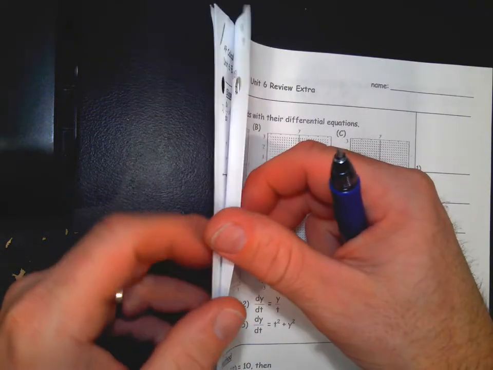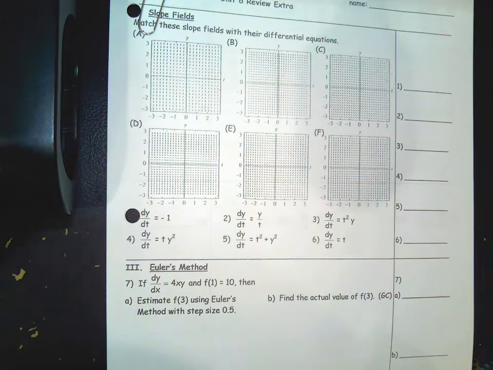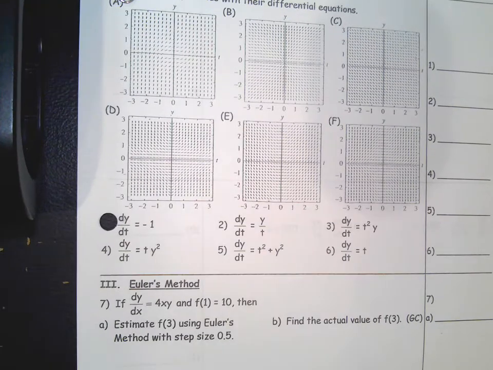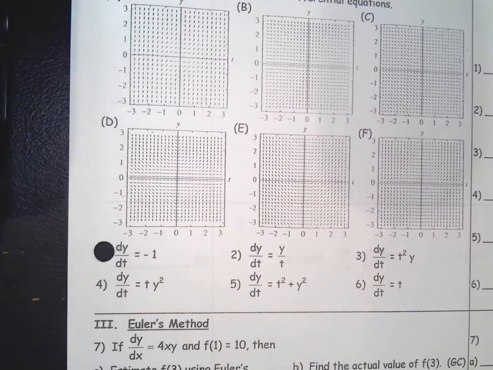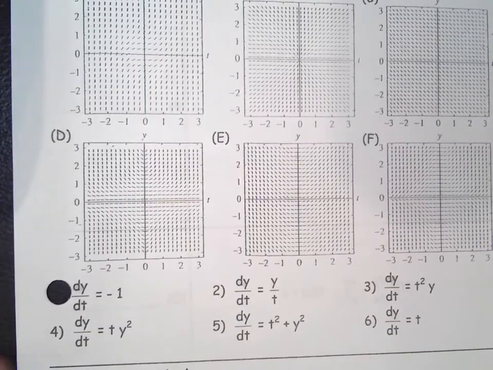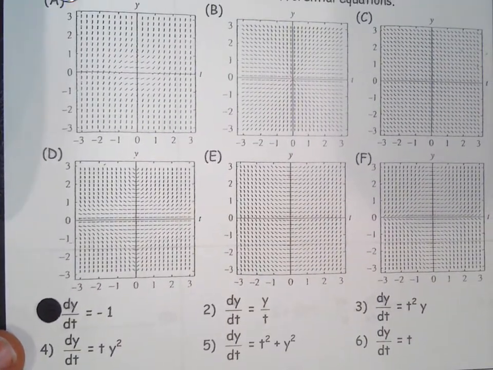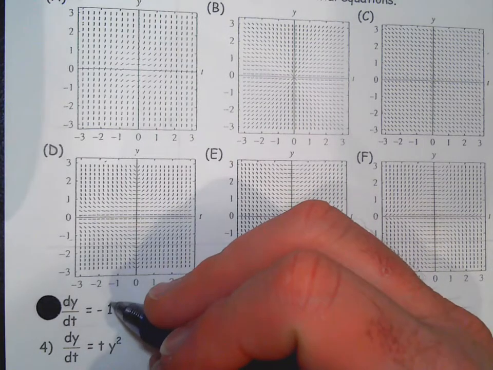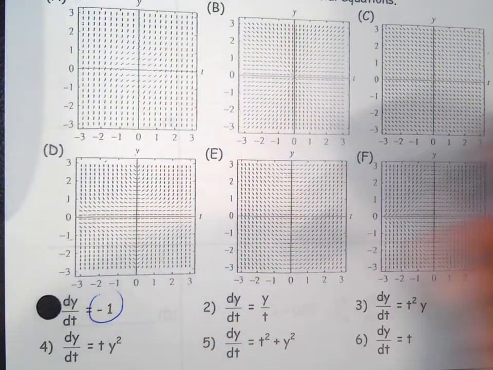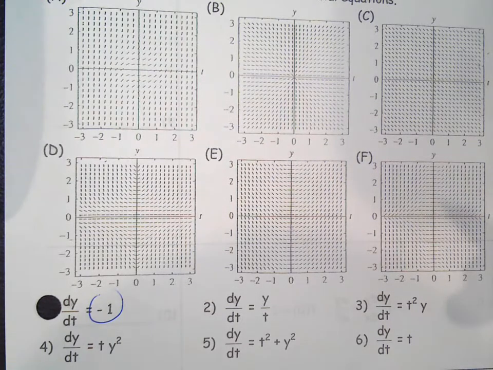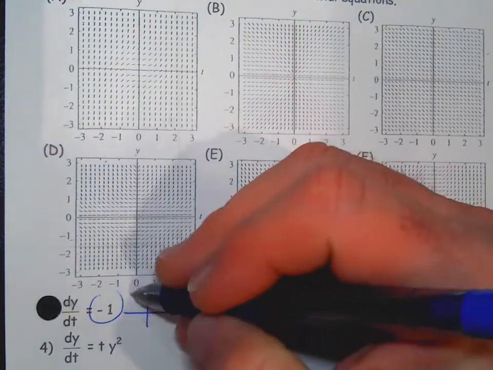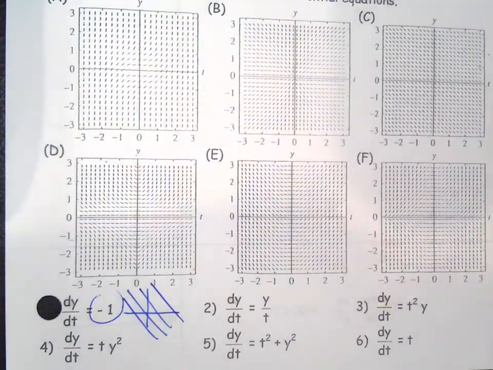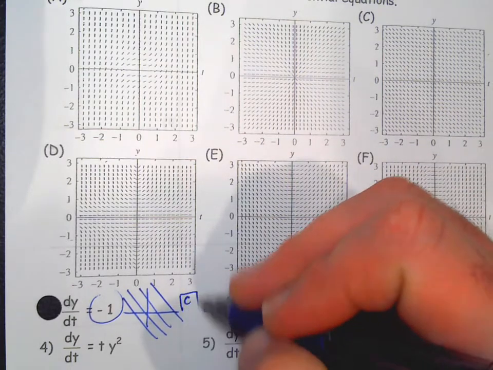Preparation for our coming test. So match the slope fields to the differential equations. Take advantage of easy to identify slopes like 0 and undefined. Look for patterns. Use process of elimination. So this one just has a slope of -1 all the time. It's got to be a bunch of lines that look like this, right? Slope's -1, so that's going to be C.